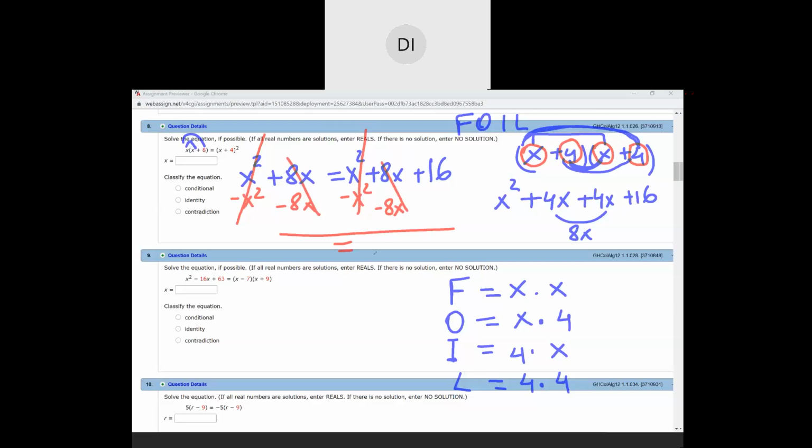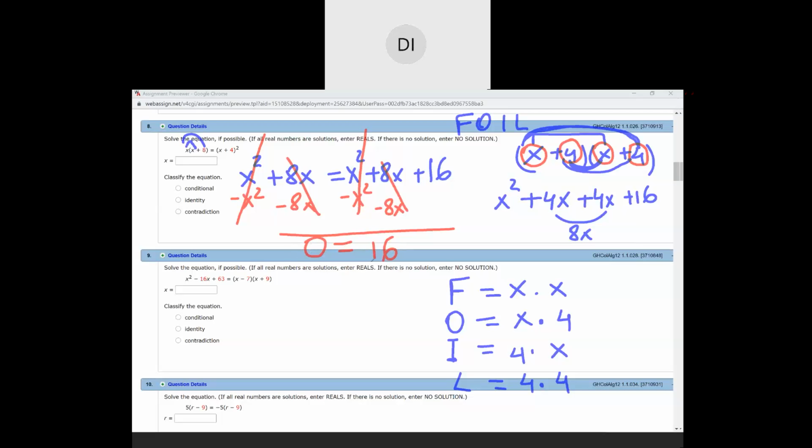16. And what is left on the other side? Nothing. That's right, nothing is left. Everything cancels. So if nothing is left, what is the number for nothing? It's not an empty set symbol. It's just 0, because you're working with numbers and x's here. So there's nothing left.